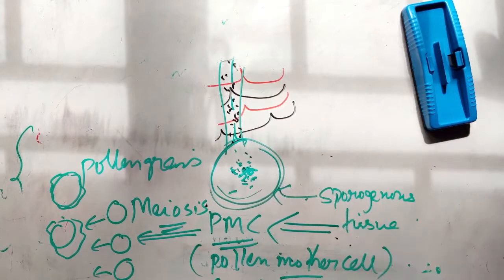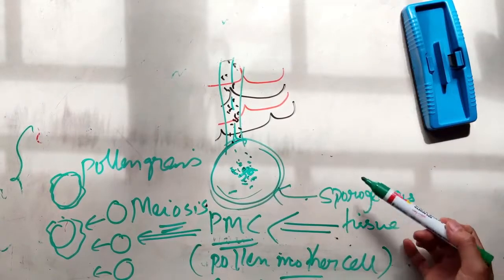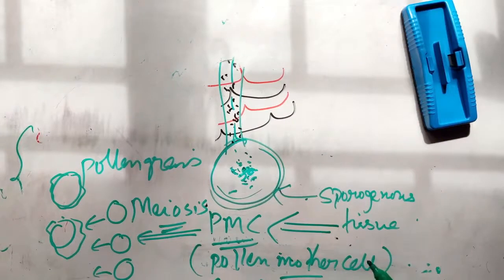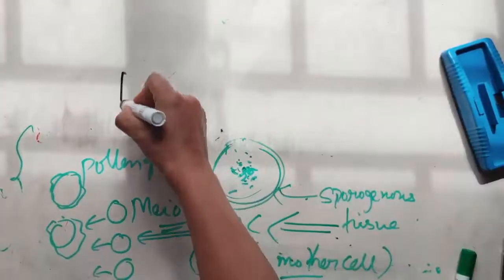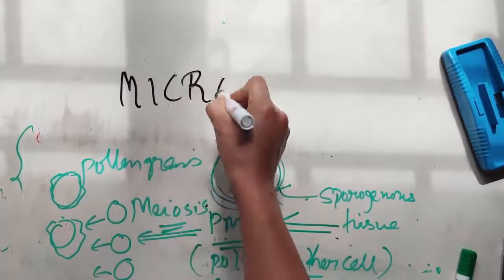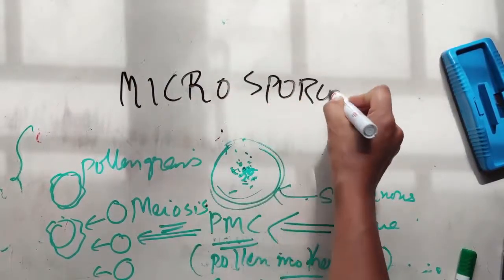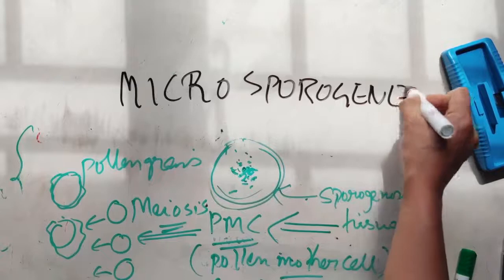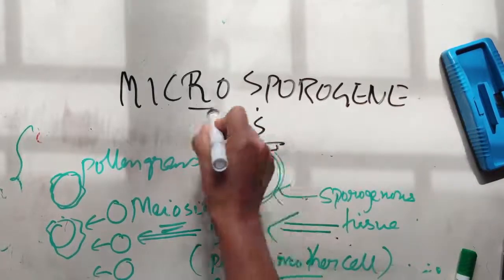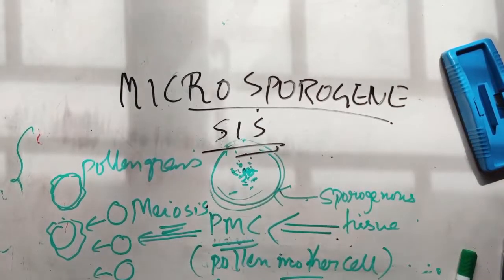The formation of the microspores or pollen grains from the pollen mother cell by the process of meiosis is known as microsporogenesis.